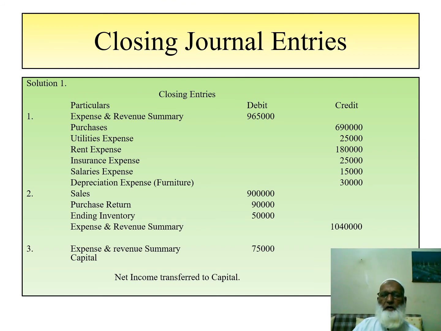and revenue summary account. You'll observe that sales has a credit balance, but it is debited over here. Purchase return, ending inventory have a credit balance, and the ending expense and revenue summary is closed into capital. We have a profit of 75,000. Expense and revenue summary is debited, and the amount 75,000 is credited to the capital account. Now to the next slide.